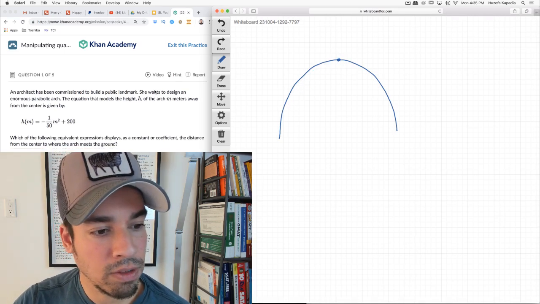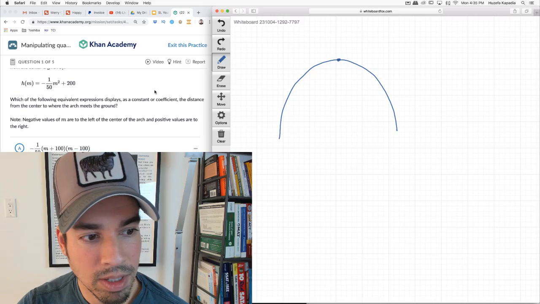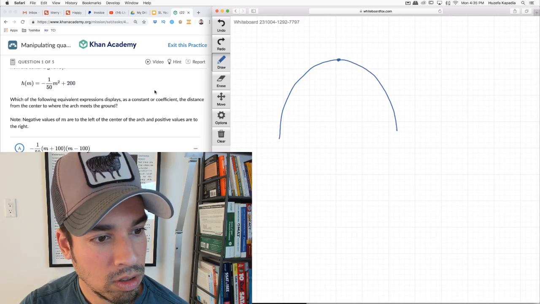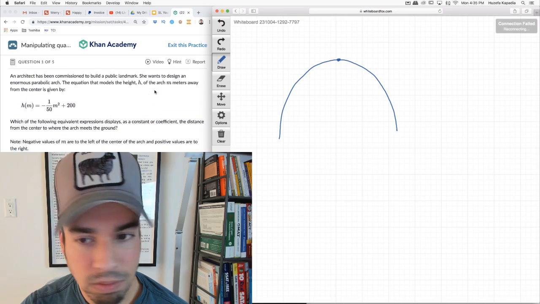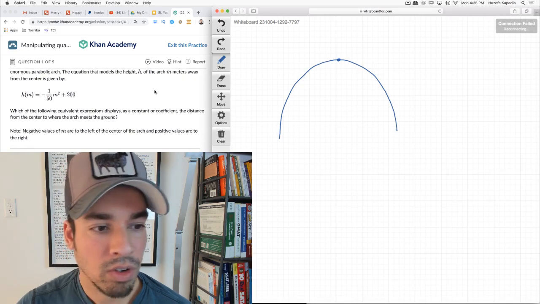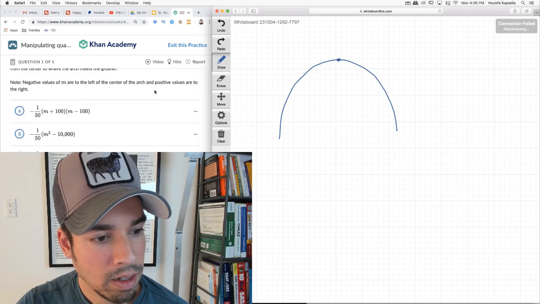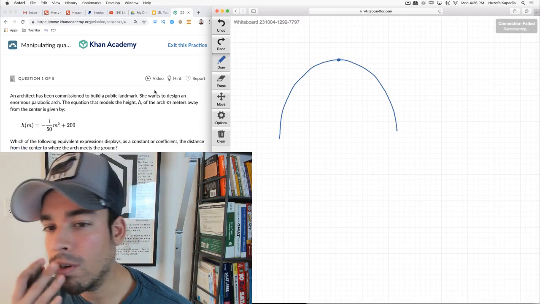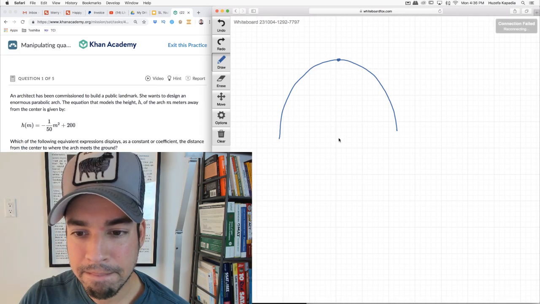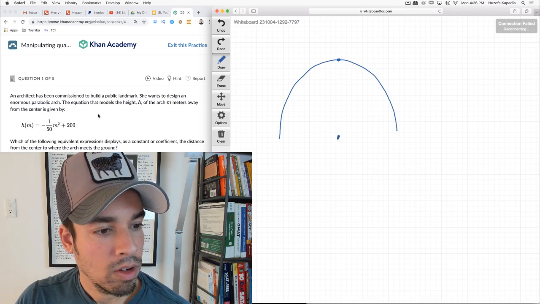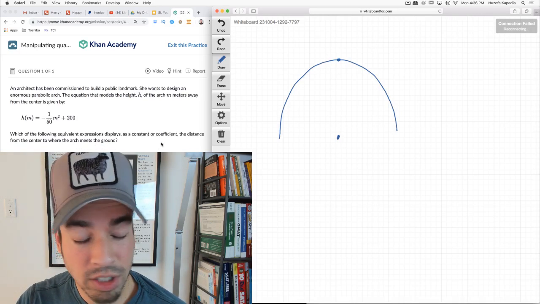But none of this even matters. Which of the following equivalent expressions displays as a constant or coefficient the distance from the center to where the arch meets the ground? Okay, so let's see. Ooh, this is tricky. I need to think about this for a second. Okay, so we need our distance going down here, right? And, okay, hold on, which displays as a constant or coefficient. See, some of these problems are really hard.